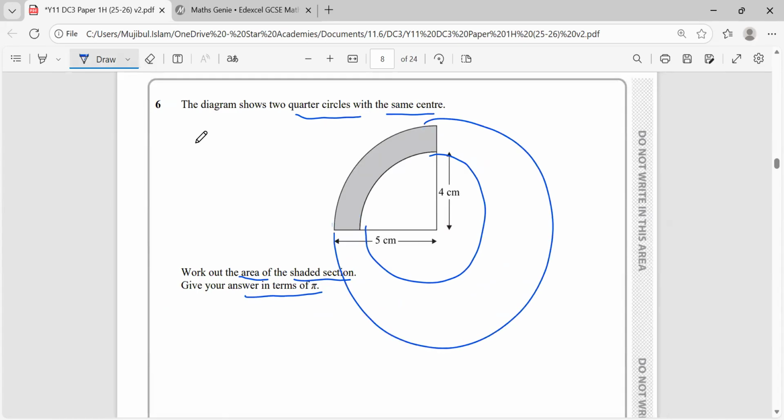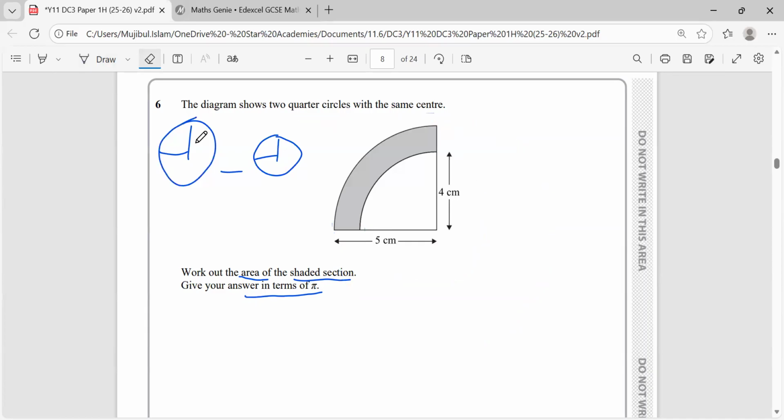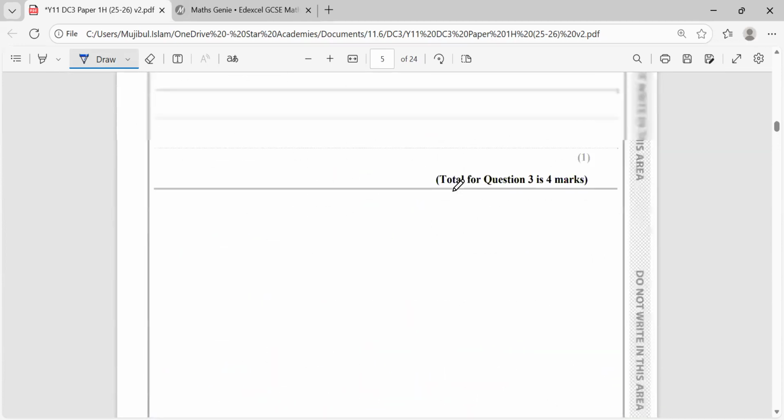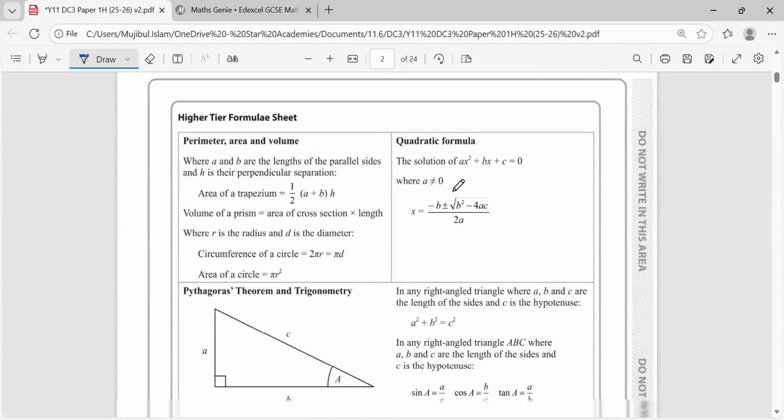So what we really want to do is find the big circle, then find a quarter of that. Find the smaller circle, find a quarter of that, and then take them away. That is essentially what we want to do. The key thing I need to remember is that the area equals pi r squared. For those who are foundation, higher, borderline, or grade 6, it's pi times r squared, so we don't mistake it for r squared and times by 2. Now, I believe it is on the formula sheet as well.